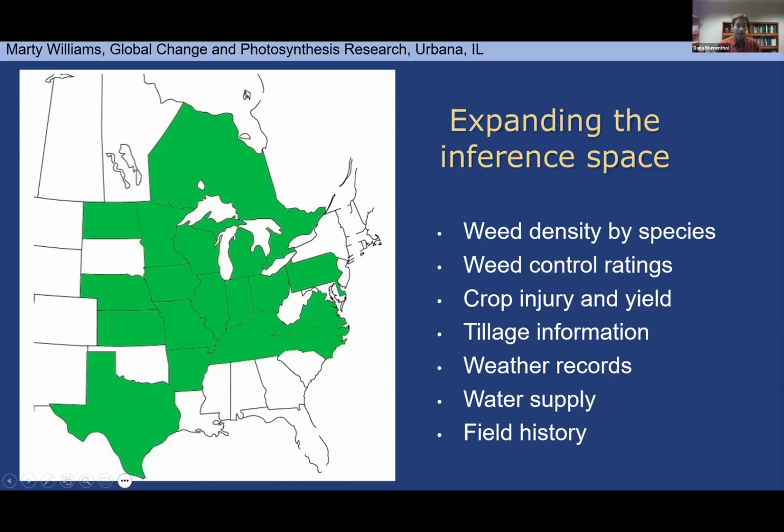So 50,000 observations wasn't good enough for Marty. He decided to expand the inference space by going east. They're now collecting the same sort of data from across the eastern US and Canada, with the goal being to be able to ask those same questions with even more robust data sets, but also to be able to ask a whole variety of other interesting questions about effects of efficacy of control and effects on crops. And so stay tuned from Marty and colleagues for more interesting stuff.